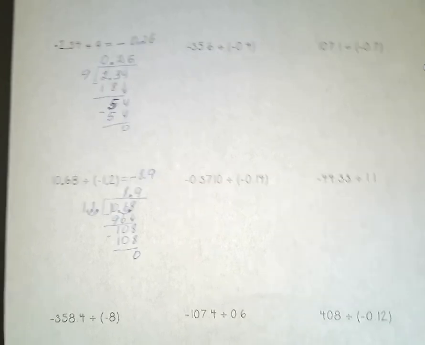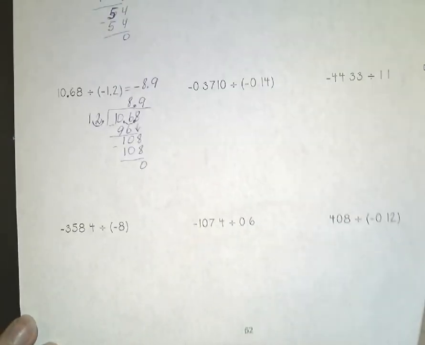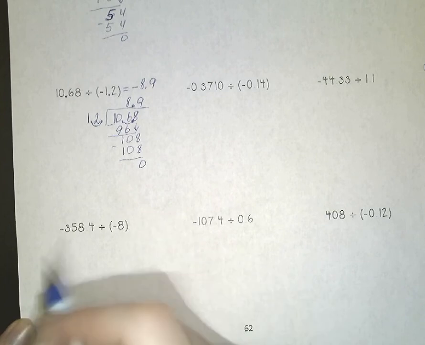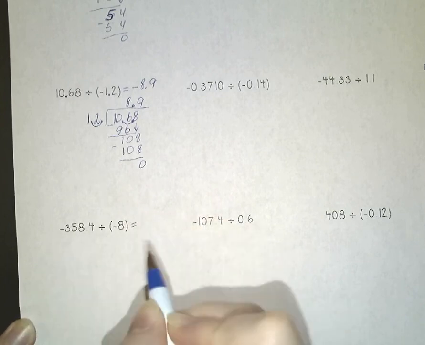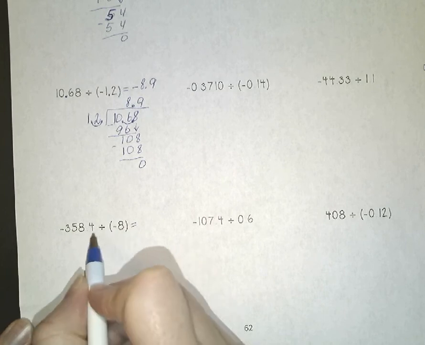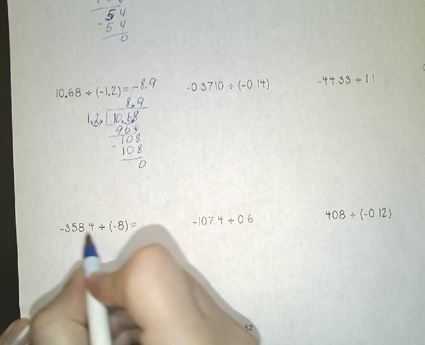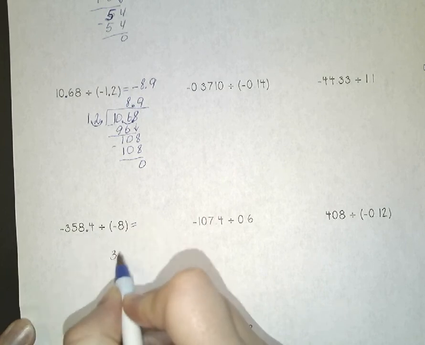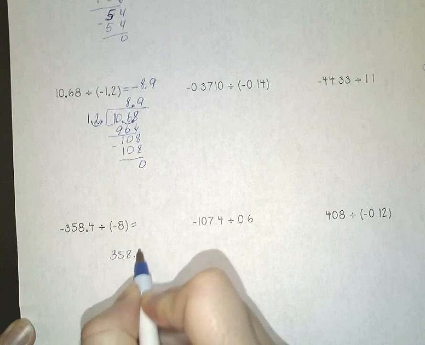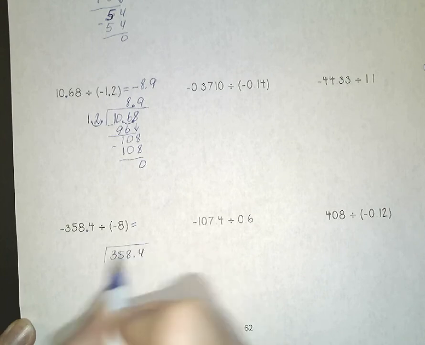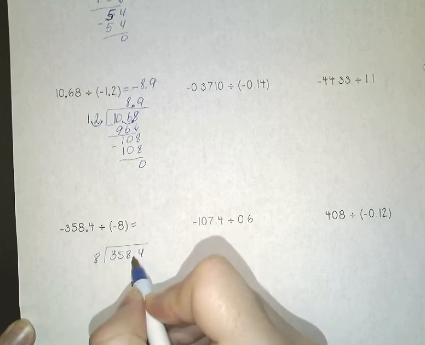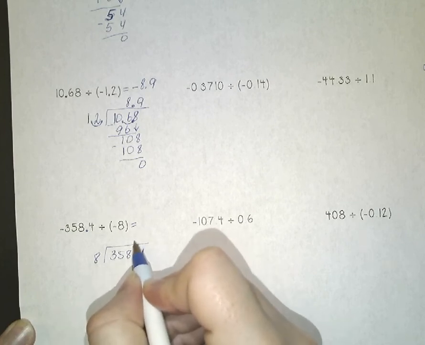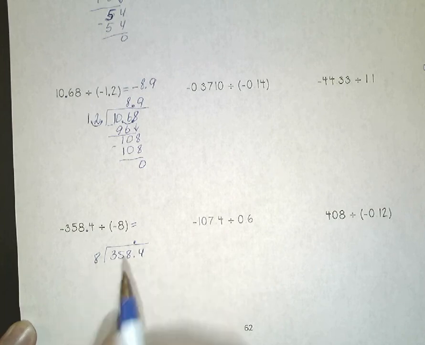Okay, last problem here. Negative 354 and 4 tenths divided by negative 8. My answer is going to be positive because I'm dividing both numbers with the same sign. So 354 and 4 tenths goes in the dividend. 8 goes in the divisor. My first step is to bring the decimal up. Since I'm dividing by a whole number, I don't need to multiply anything.